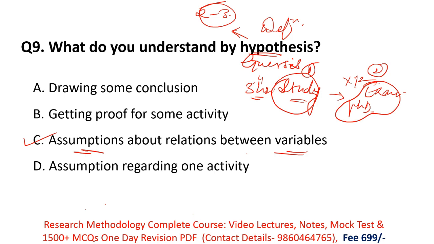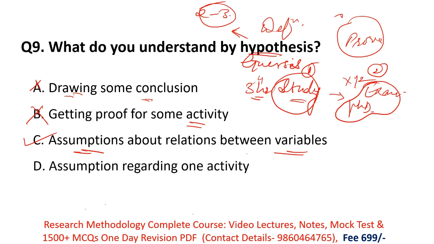Option A is drawing some conclusion. No, you are not concluding something here, you are just assuming, just guessing. So option A is incorrect. Option B, getting proof for some activity. No, you are not getting proof here, you are not proving any theory, you are just guessing. So option B is incorrect.